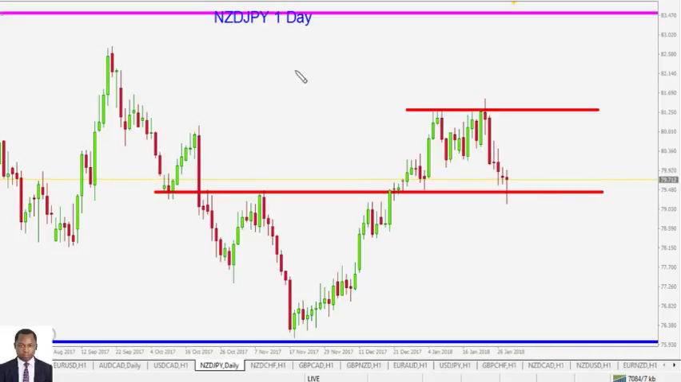All right, so as you are seeing the New Zealand dollar against the Japanese yen, prices are reacting off a key level of support. That's it, a key level of support. Any hint for price to push to the upside? Well, let's zoom in on this chart and see again.